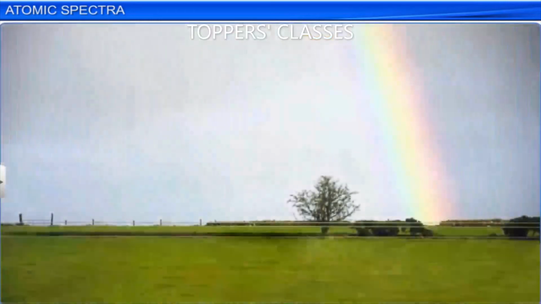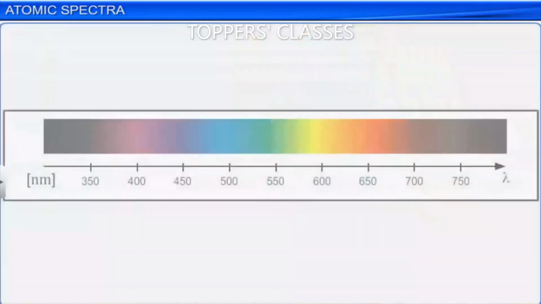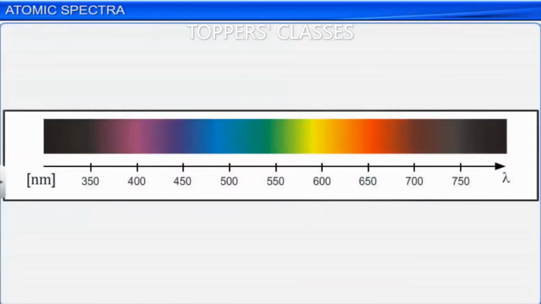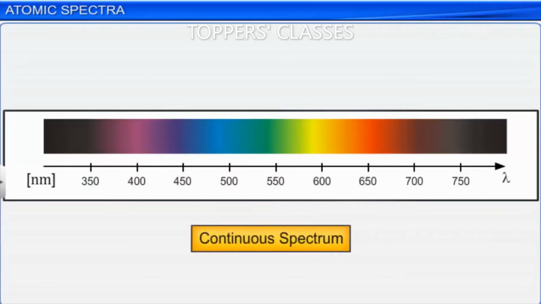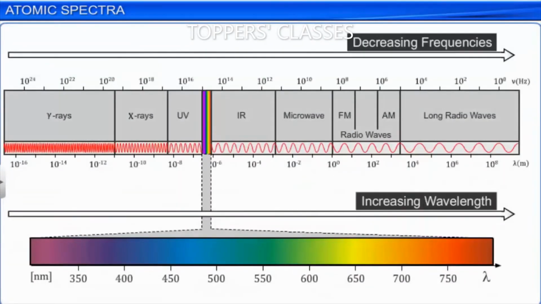The most common example of a spectrum visible to naked eye is a rainbow, consisting of 7 colors that constitute the white light. These colored bands merge into each other. Therefore, the spectrum of ordinary white light is called continuous spectrum. Electromagnetic radiations include a range of wavelengths, and this array of wavelengths is referred to as the electromagnetic spectrum.